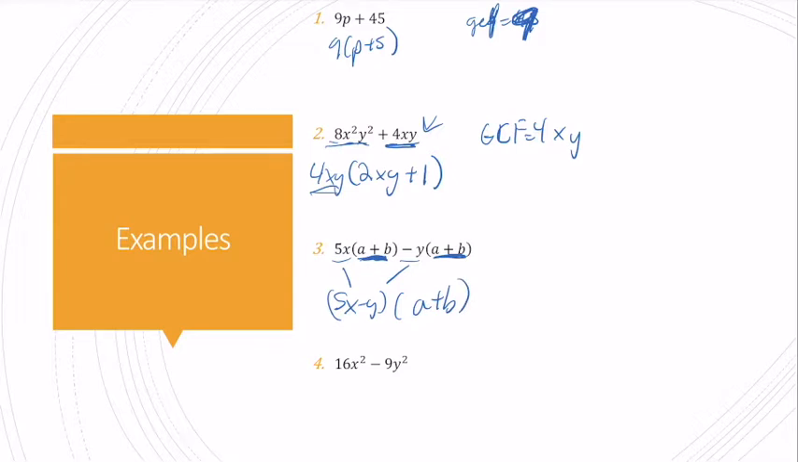Next, I have 16x squared minus 9y squared. Okay, this is a difference of perfect squares. I've got 4x and 3y squared. This is going to factor into a sum and a difference. So I'm going to have 4x minus 3y times 4x plus 3y.